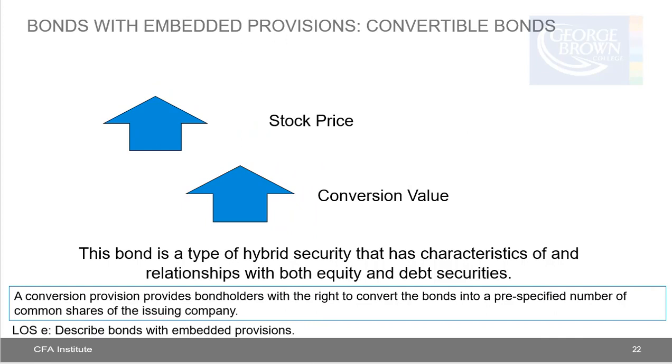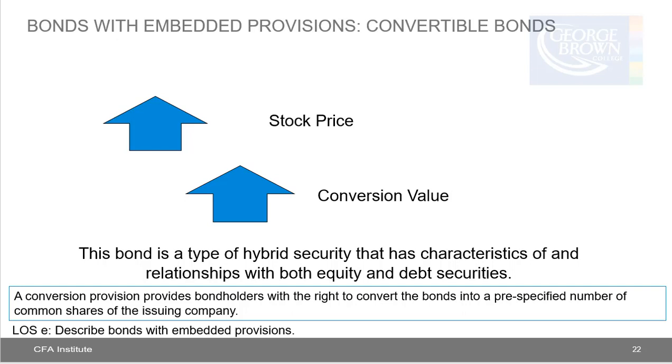So now we're moving on to convertible bonds. With convertible bonds, a conversion provision gives the bondholders the right, but not the obligation, to exchange the bonds for shares of the issuing company's stock prior to the bond's maturity date. Bonds that contain a conversion provision are referred to as convertible bonds. A convertible bond is a hybrid security. A hybrid security has characteristics of and relationships with both equity and debt securities.